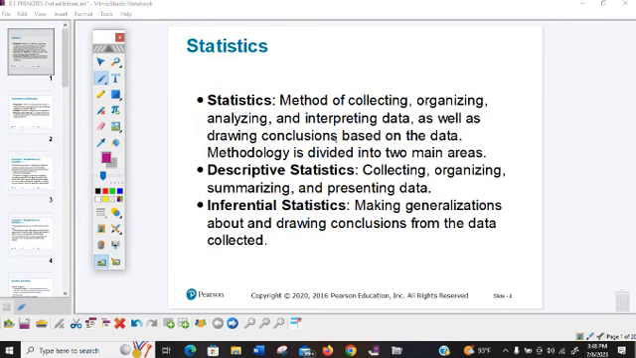Statistics is just a method of collecting, organizing, analyzing, and interpreting data, as well as drawing conclusions based on the data. And the methodology is divided into two main areas. In other words, there's two types of statistics. There's descriptive statistics, which collects, organizes, summarizes, and presents the data. And then there's inferential statistics. Now, inferential statistics uses probability to make generalizations about and draw conclusions from the data.